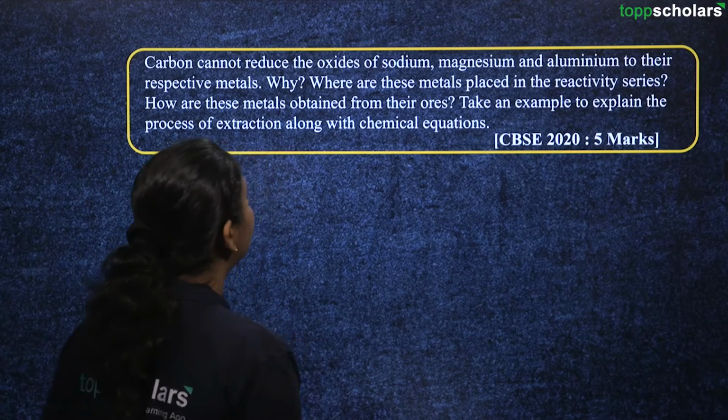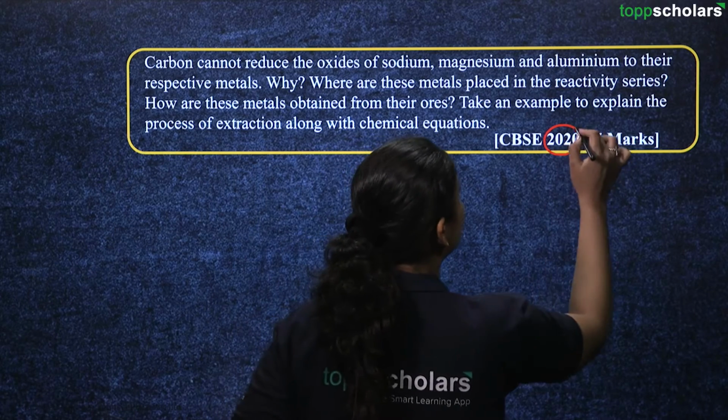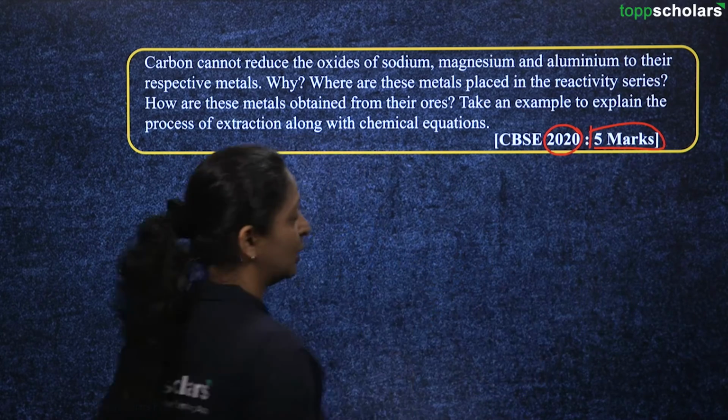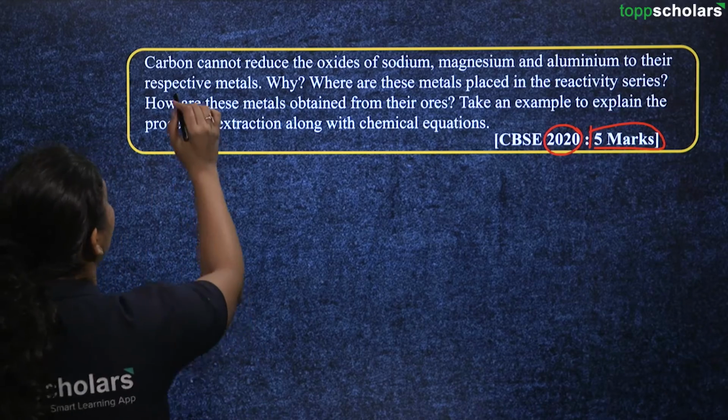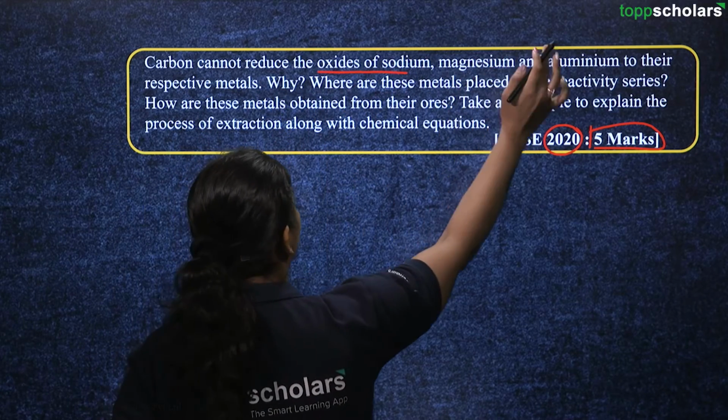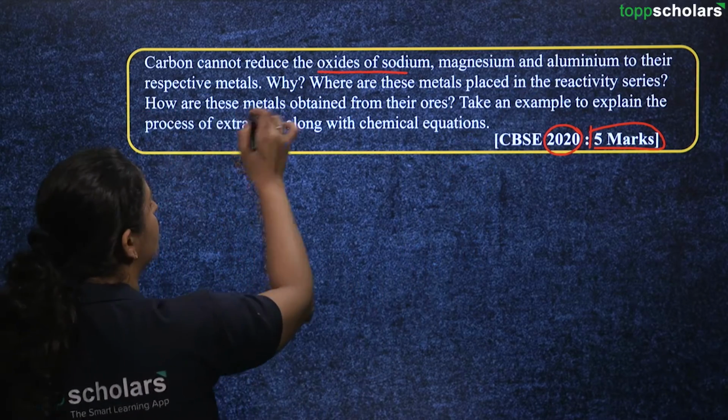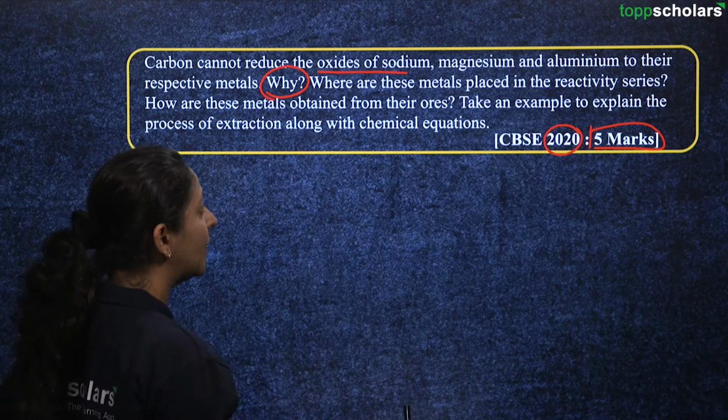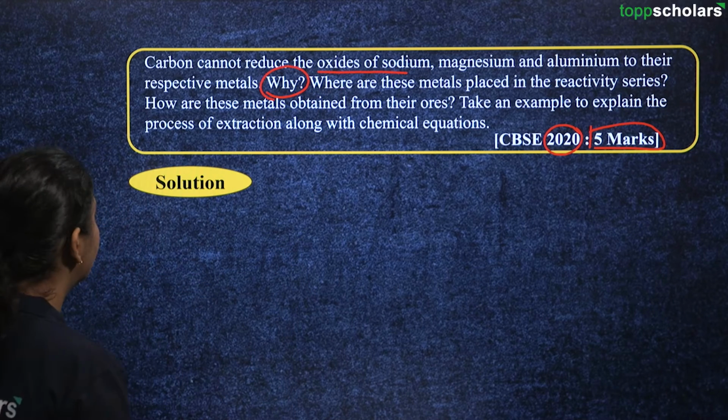So students, up till now, we observed the different types of questions from this topic which were asked in the previous 5 years. Now let us try some difficult questions. The first question is from the year 2020, which is a 5-marker very long answer question. Carbon cannot reduce the oxides of sodium, magnesium, aluminum to their respective metals. I have to determine the reason first, why? So let us look at the solution here.